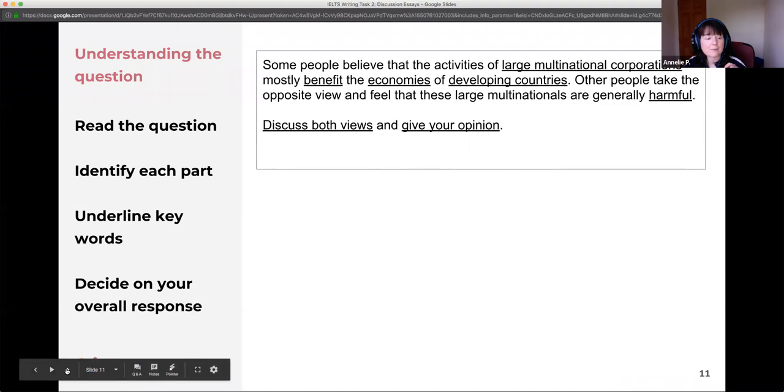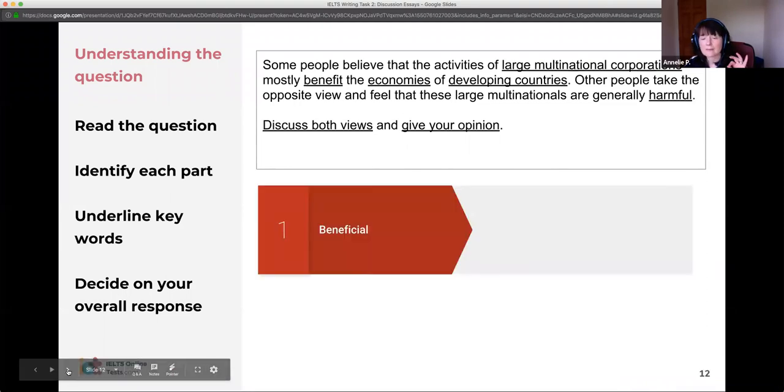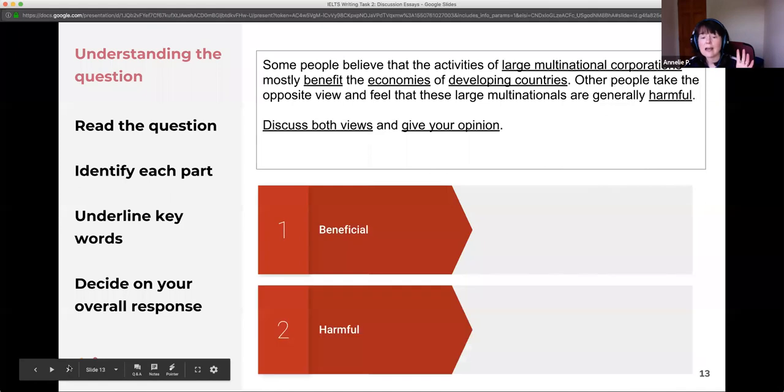So we're going to make a plan. A very simple plan. We have one part where we talk about the benefits and one part where we talk about the drawbacks, the negative effects. No problem for your band score. It's totally fine to do that.